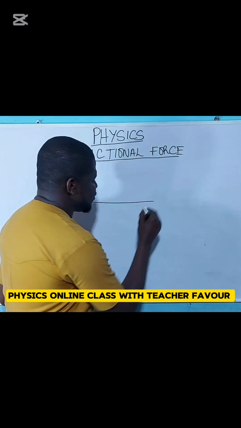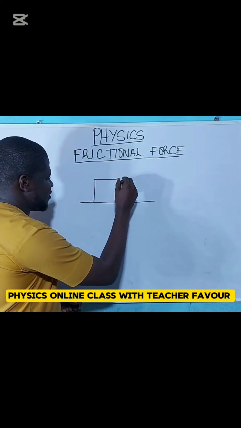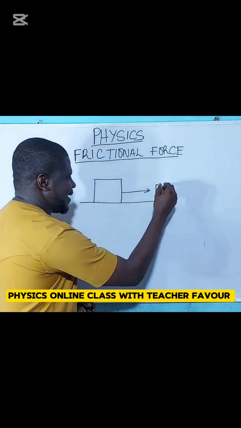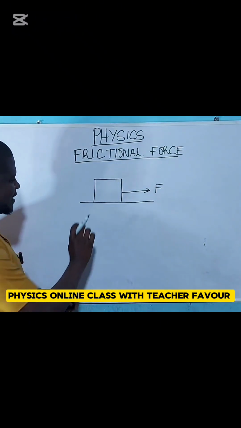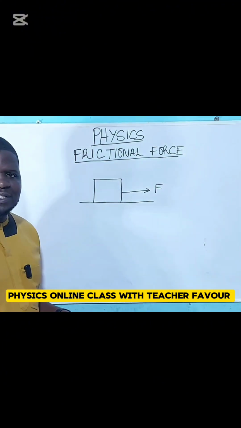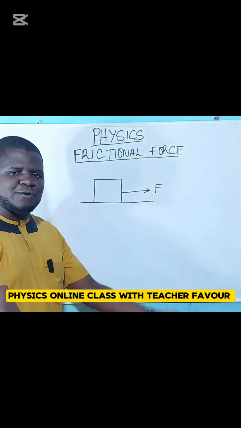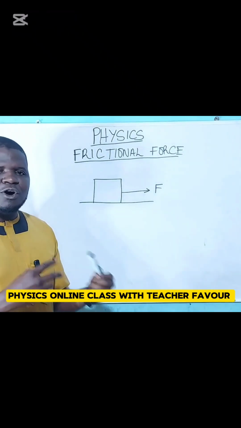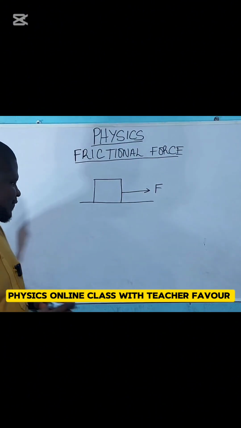If this is a horizontal surface and this is an object, and a force is applied at this end, there is a force that exists between this object and this horizontal surface, and that force is what we call frictional force. It opposes relative motion between two objects in contact. There are two types of frictional force.